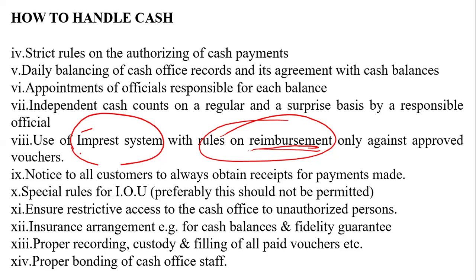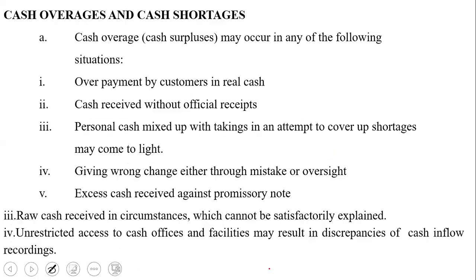Then, proper boundary for cash office staff, so that nobody just comes in and picks any money the way they like. Next, you now talk about what are those things that cause what we call cash overage or shortage?